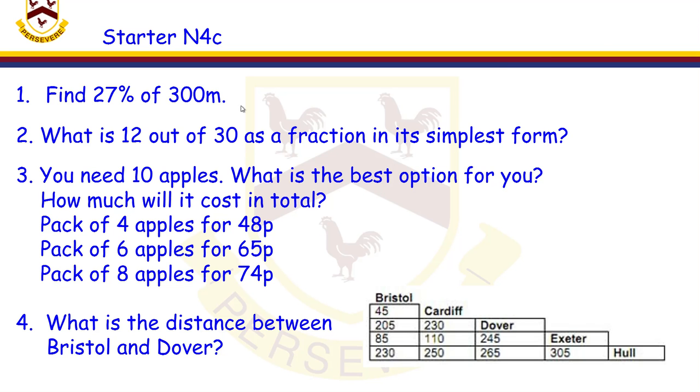Right then, let's have a look at these questions we've got here. 27% of 300, we do that up here. 10%, always a good one to find. 10% of 300 is equal to 30, good. So 20% will be double that, which is going to give us 60. 5%, because we're going up to 27, can I write 5 here? Yeah, that'll work. 5% of 300, it's going to be half of 10%, which is 15.